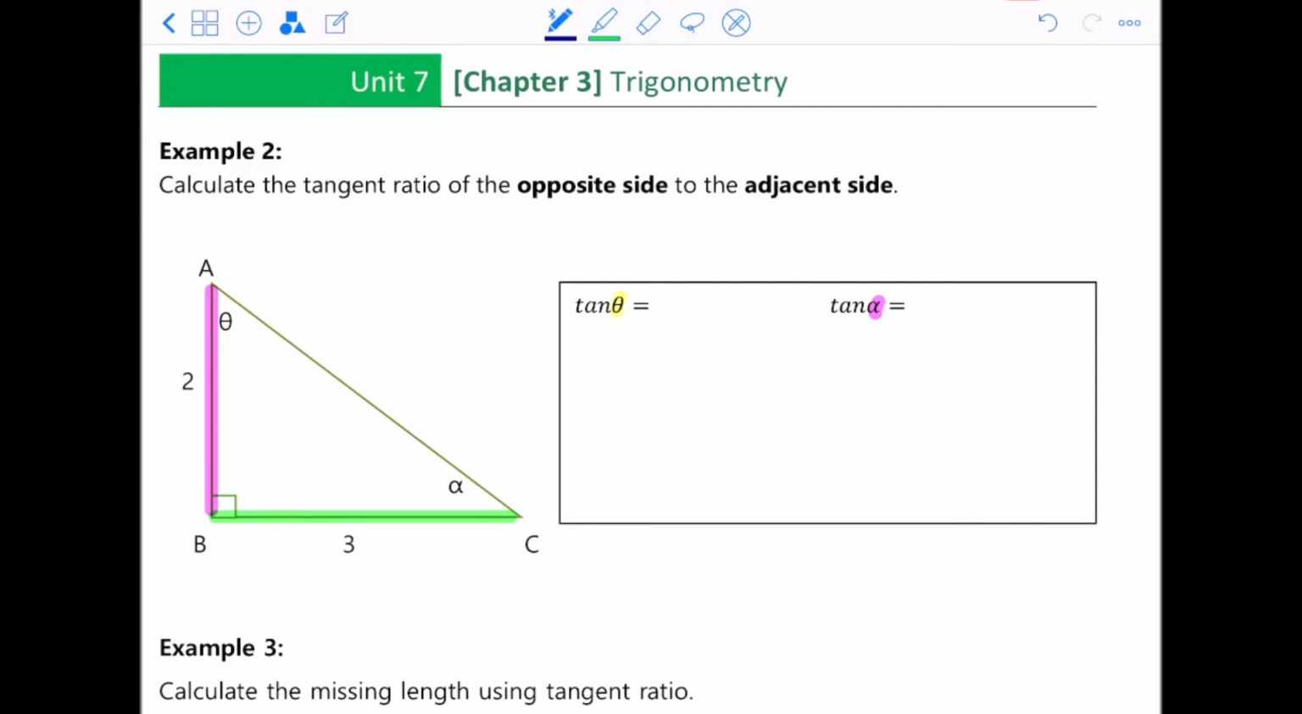I will name the sides with the blue pen for angle theta. So this is our angle theta. The opposite side to the angle theta is here, opposite. The longest side is the hypotenuse. And the side that touches the angle is called adjacent. All right, so let's fill in our tangent of theta. We know it's opposite over adjacent. So the opposite is 3, and the adjacent side is 2. So the tangent ratio of theta is 3 over 2.